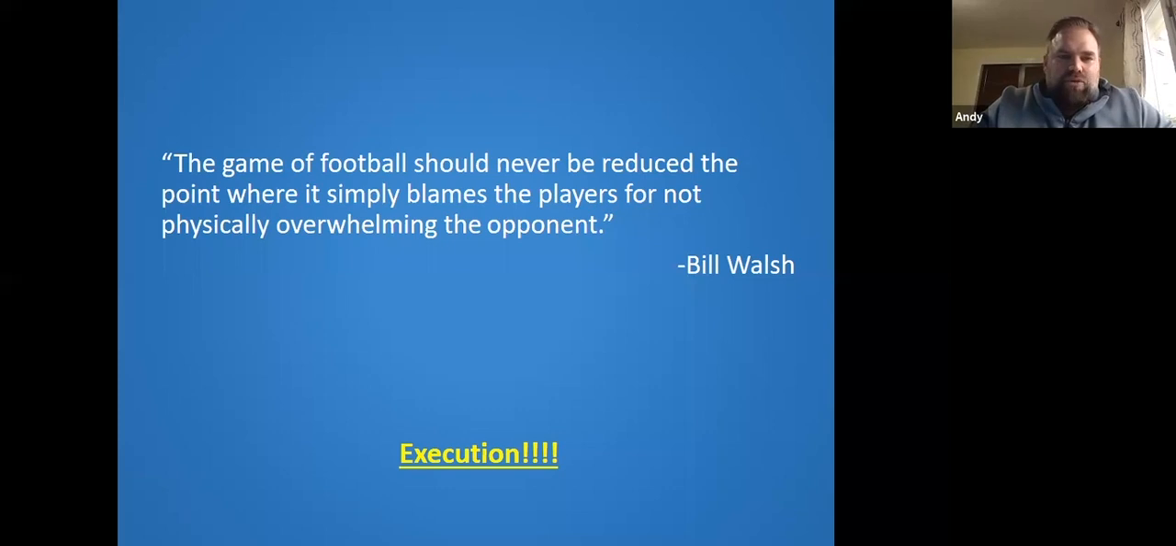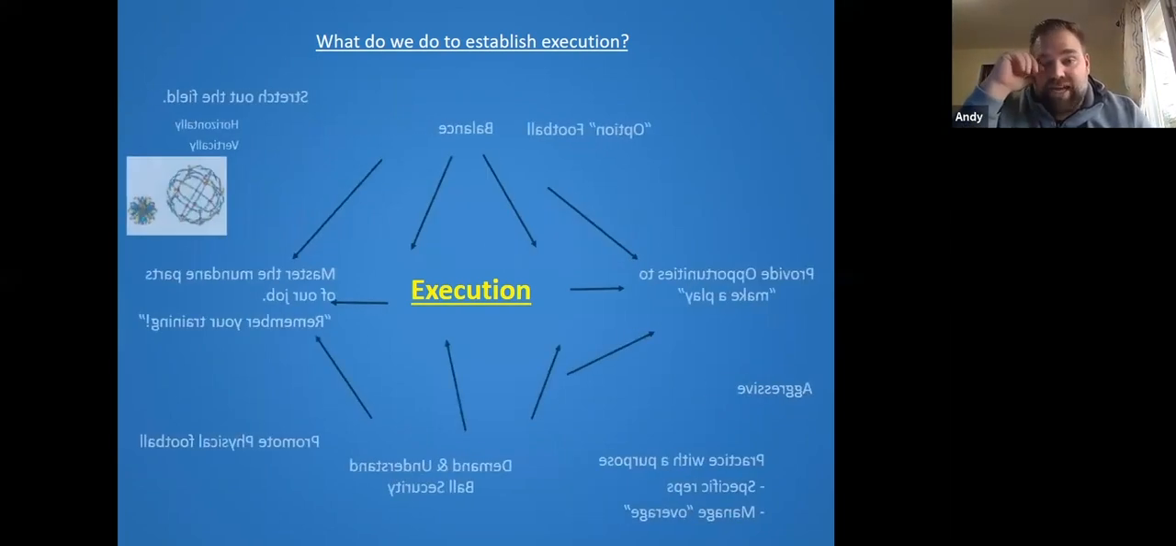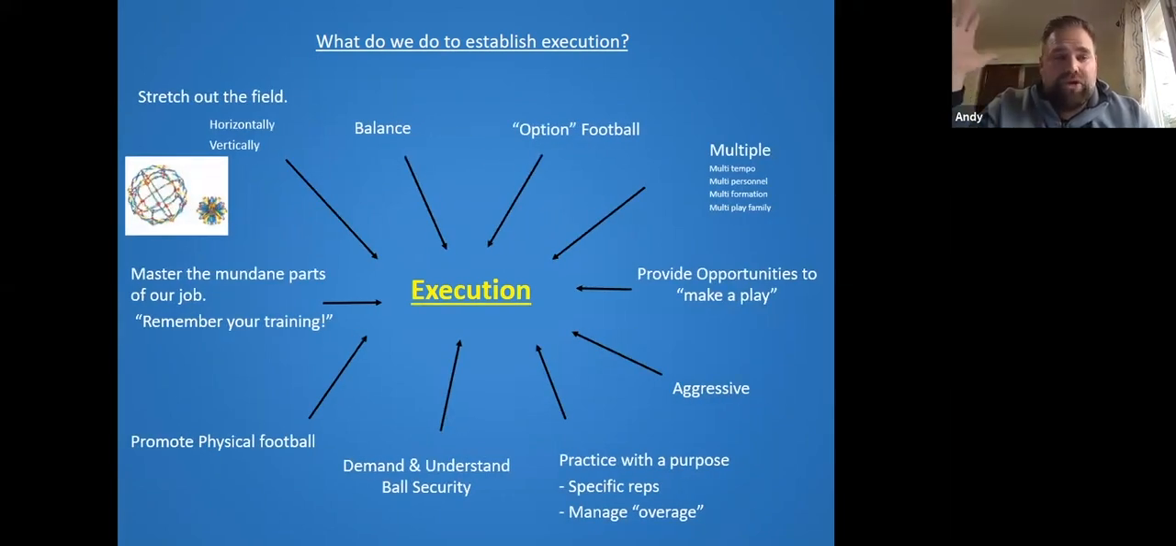But as we move forward here and we talk about execution, I want to point out what I call our execution model: the things that we do within our offense, or as coaches, to help our kids establish execution, because we always talk about that. We say we win or lose games based off our ability to execute in certain situations. So I spent some time really reflecting on what we do to help our kids execute, okay?